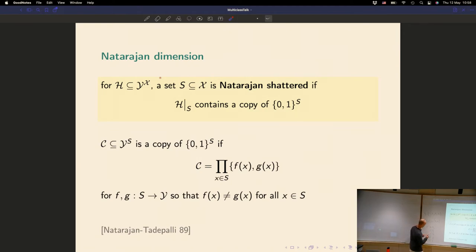So this is like 0, 0; 0, 1; 1, 0; 1, 1. Okay, does it make sense? Maybe you could give an example of a set that is Natarajan shattered but not VC shattered, or vice versa. It's a little bit confusing.